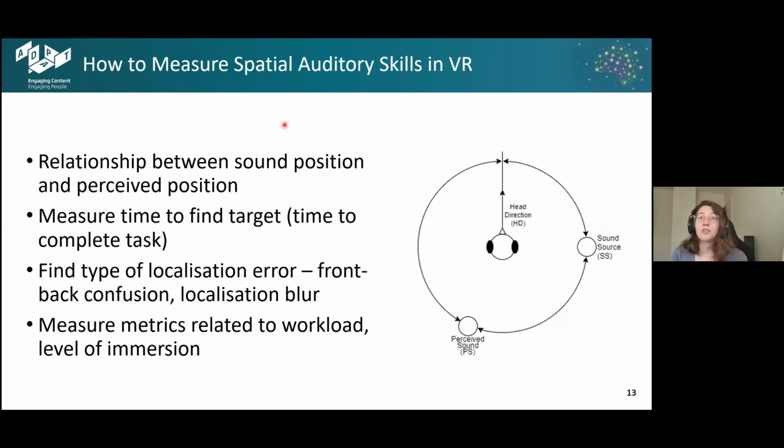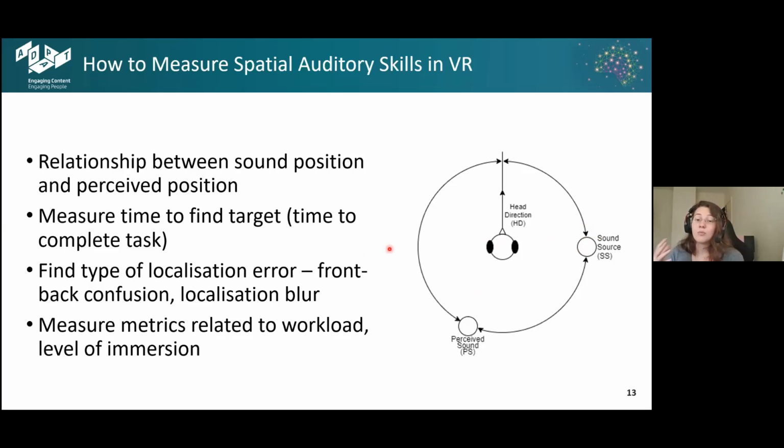So how to measure these spatial auditory skills in VR? There's a relationship between the sound position and the perceived position. As you can see here, I have the position of the user, and I also have the position of the sound source and the position of the perceived sound. When you have a localization error, these positions are different, and there's a distance between the direction of your head, the perceived sound, and the sound source.